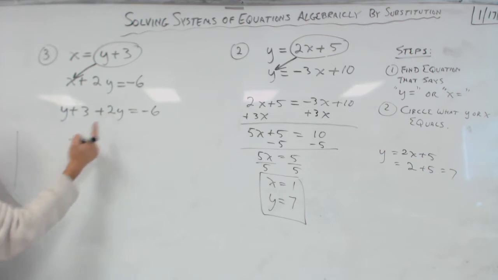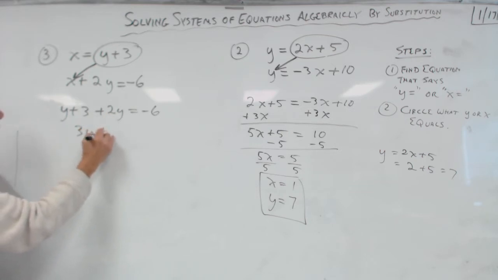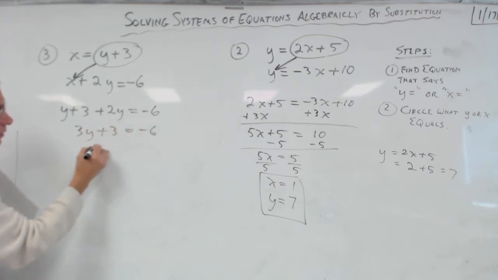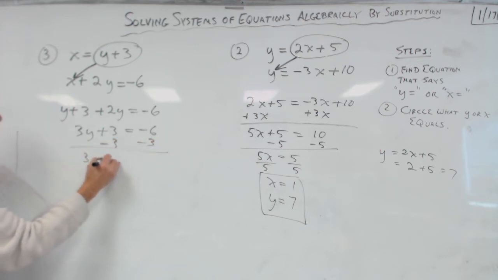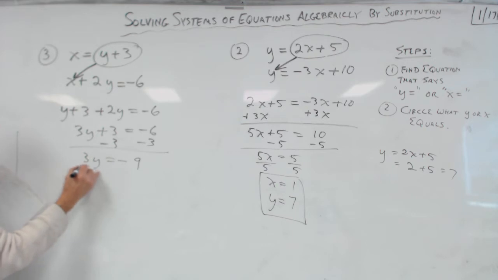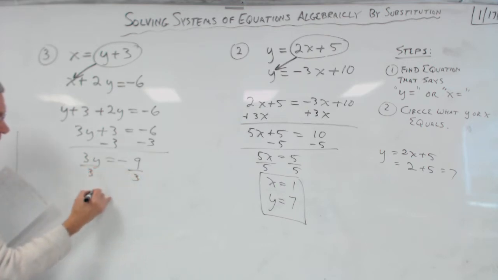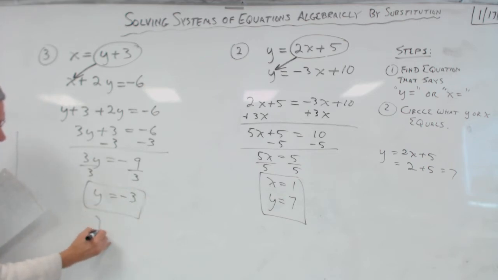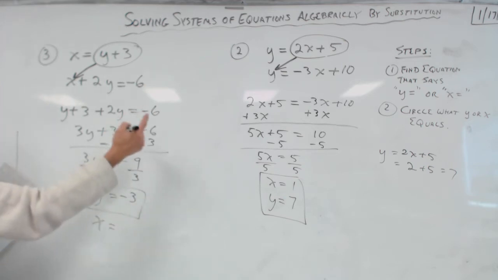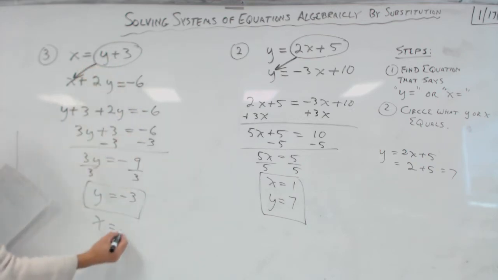So now y plus 2y is 3y. 3y plus 3 is equal to negative 6. Subtract 3, subtract 3. 3y is equal to negative 9. Divide by 3, divide by 3. y is equal to negative 3. And x is equal to, x is negative 3 plus 3, which is 0. There you go, and we are done. It was pretty simple.